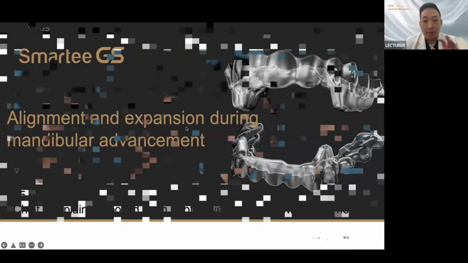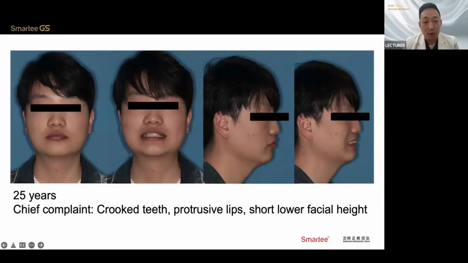You can see he is a 25 years old gentleman, and his chief complaint is crooked teeth, protrusive lips, and short lower facial height. If you check the picture carefully, you will find his chin point is shifted to the left a little bit, just as the red line here.